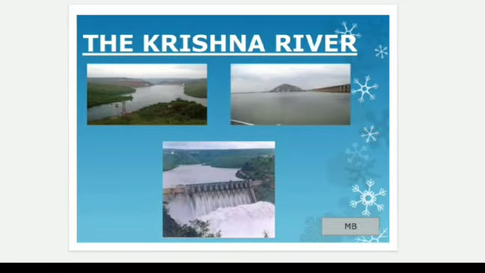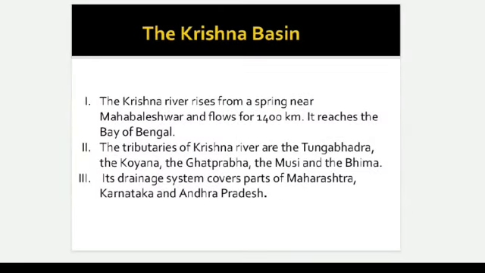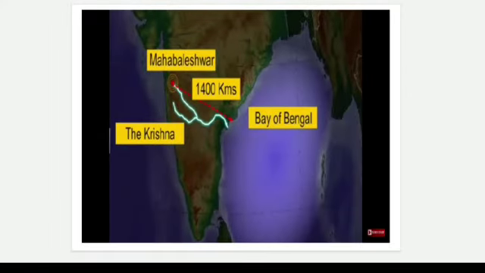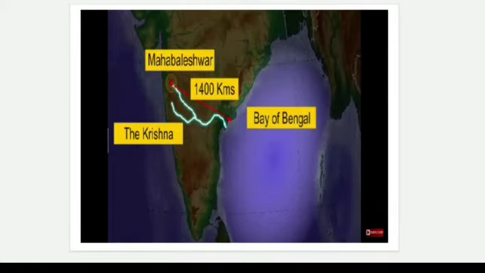Now the Krishna River. The Krishna River rises from a spring near Mahabaleshwar, and it flows for 1400 km, and it also drains into the Bay of Bengal. The tributaries of Krishna River are the Tungabhadra, the Koyna, the Ghataprabha, the Musi and the Bhima. Its drainage system covers parts of Maharashtra, Karnataka and Andhra Pradesh. Here you can see it is a 1400 km long river, and it originates from a spring in Mahabaleshwar.